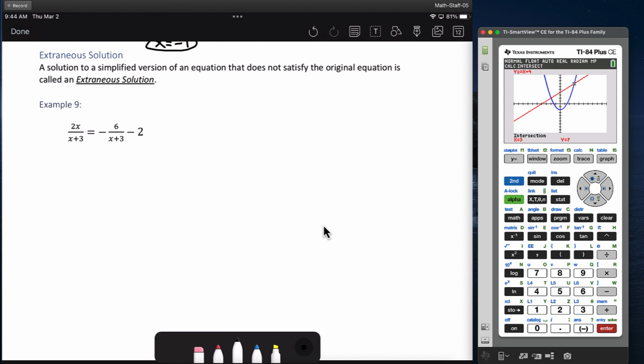So we'll first look for restricted values. Notice that x cannot be negative 3. Then our LCD is x plus 3. We'll multiply every term in the original by x plus 3.